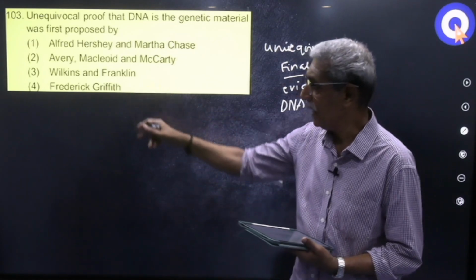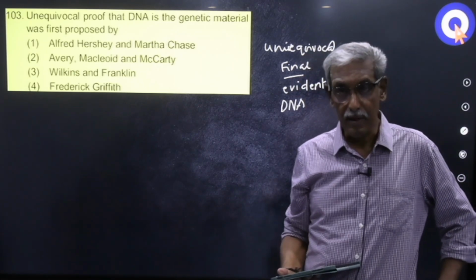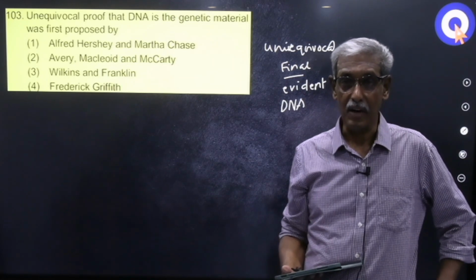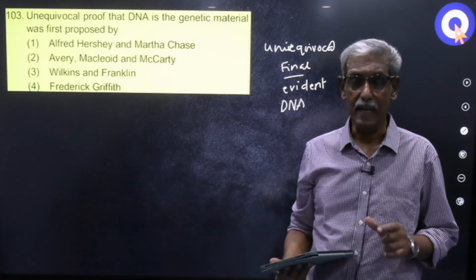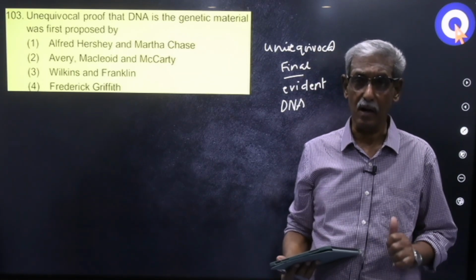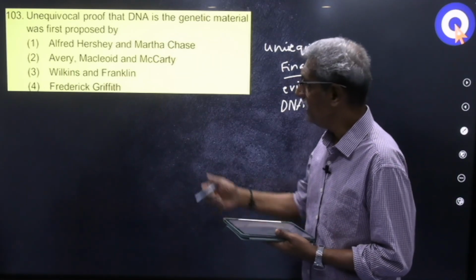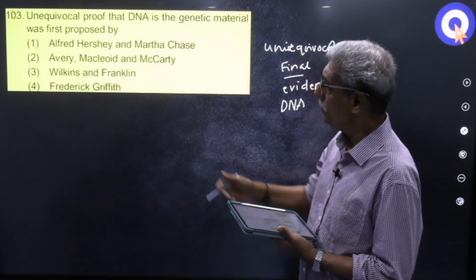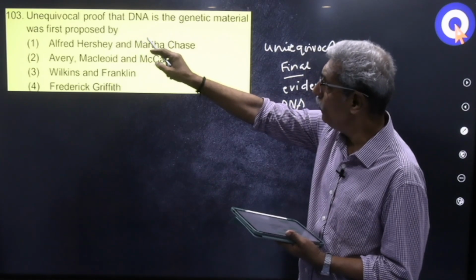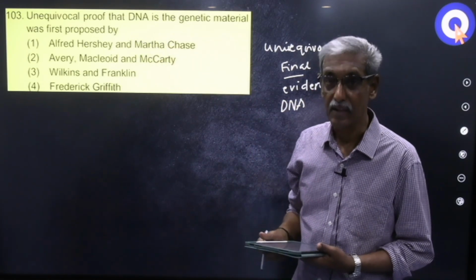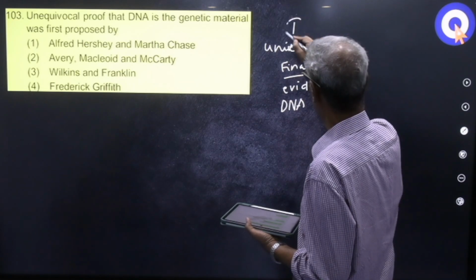Whereas Wilkins and Franklin were two other important scientists primarily associated with the discovery of the DNA structure, and they had carried out X-ray diffraction studies. Remember, Wilkins and Franklin established the base equivalence of Chargaff's rules, and that was the basis for how the DNA helical structure is formed. So when they ask you questions of this sort, you have to follow the key word: unequivocal proof. It is the proof that DNA is the genetic material. First proposed. So the option is A, which is 1.